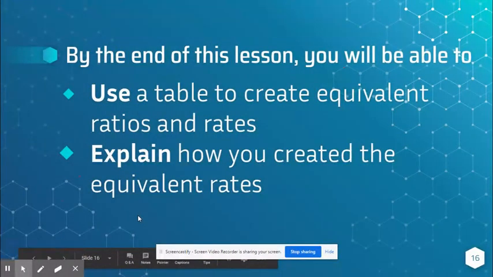By the end of the lesson, you will be able to use a table to create equivalent ratios and rates, and you will be able to explain how you created the equivalent rates.